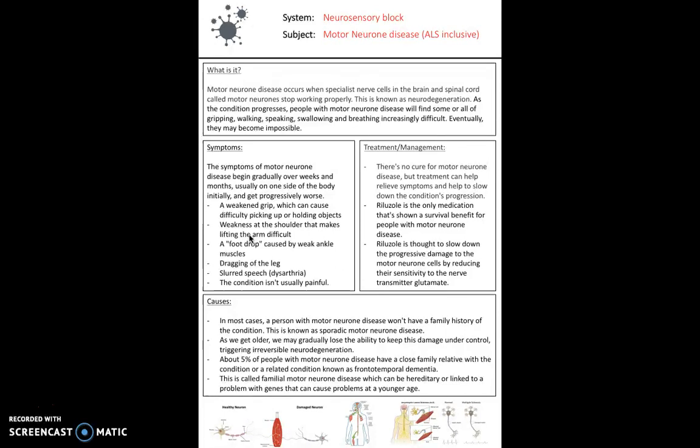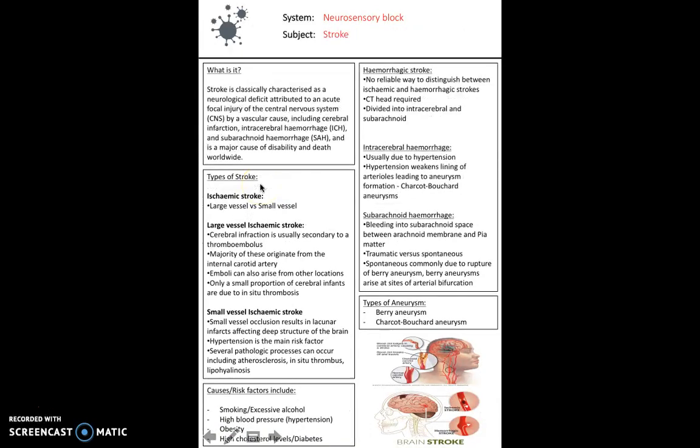So really, the underlying theme here is a weakness of muscles due to nerve damage. Okay, so moving on, we can look at stroke. So stroke you can break down into the different types of stroke. Broadly speaking, you have an ischemic stroke, which is a lack of blood flow, or a hemorrhagic stroke, which is due to bleeding from a weakened artery.